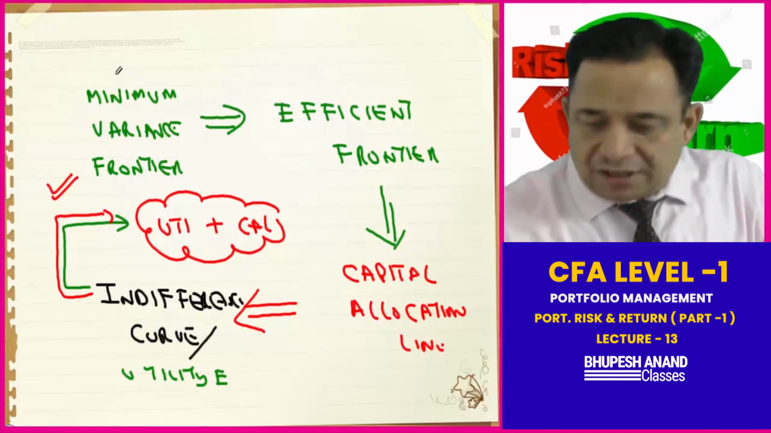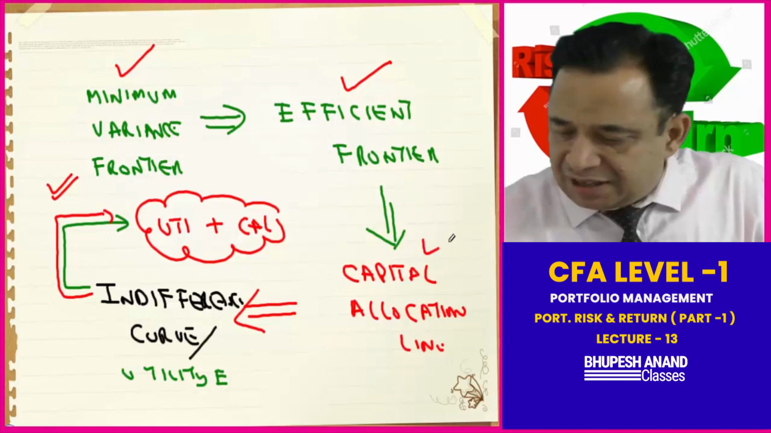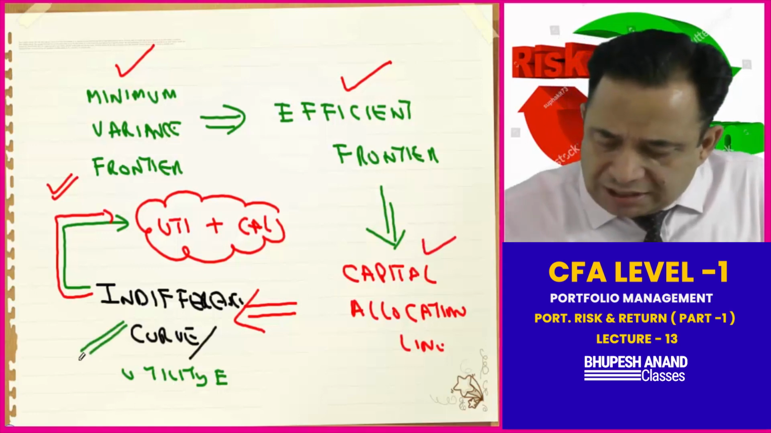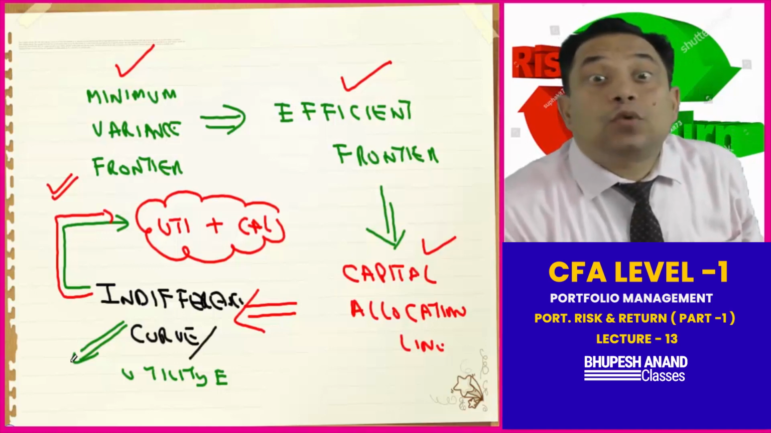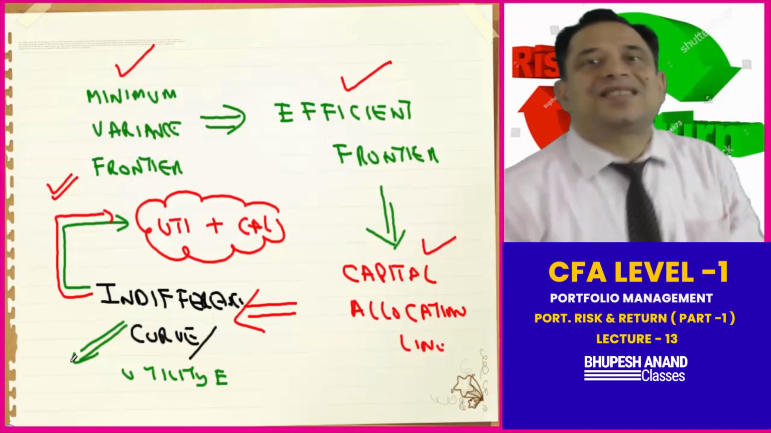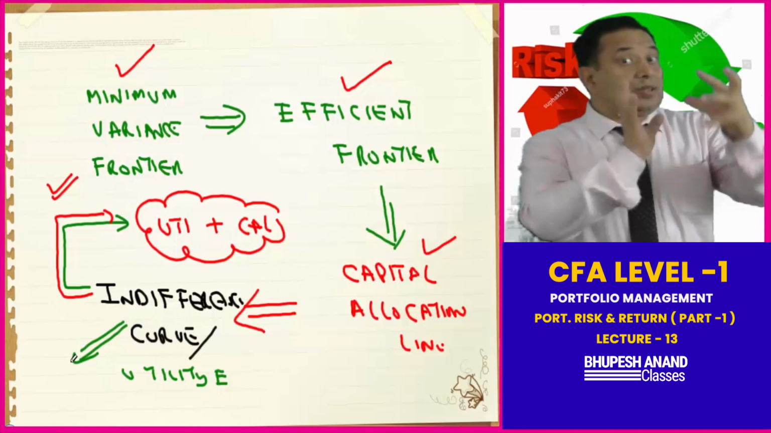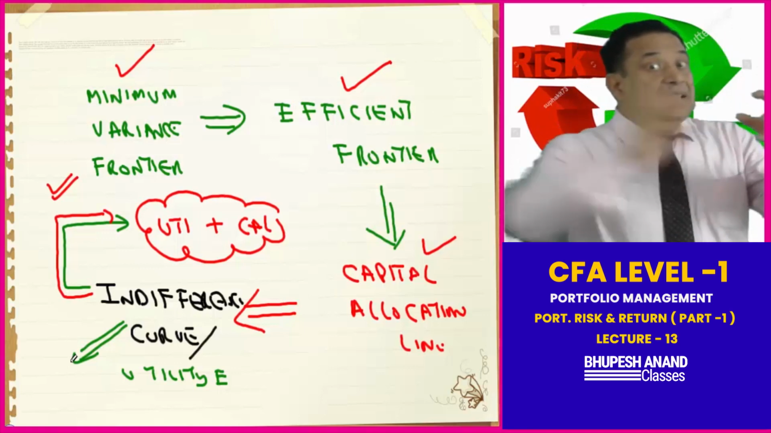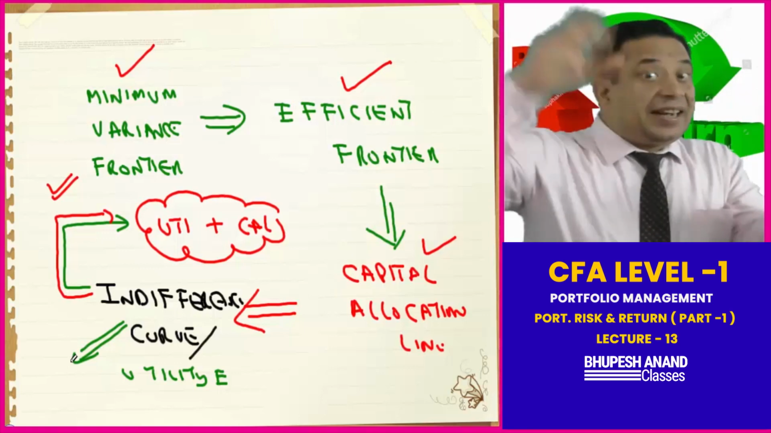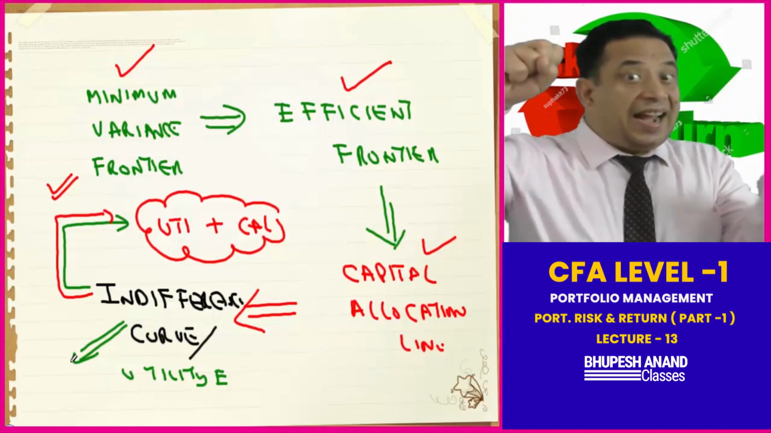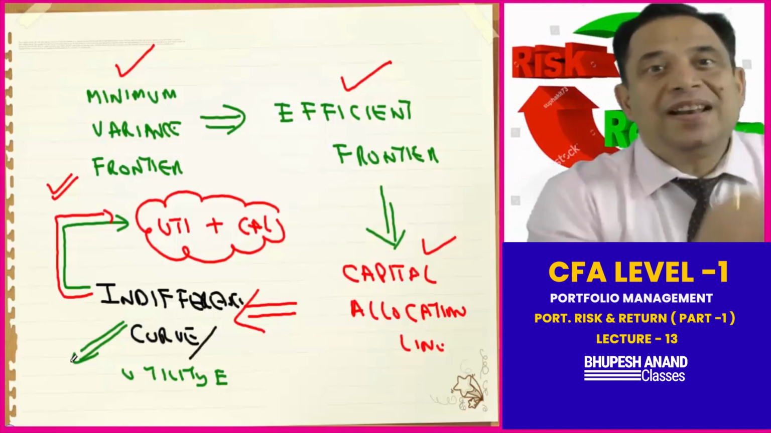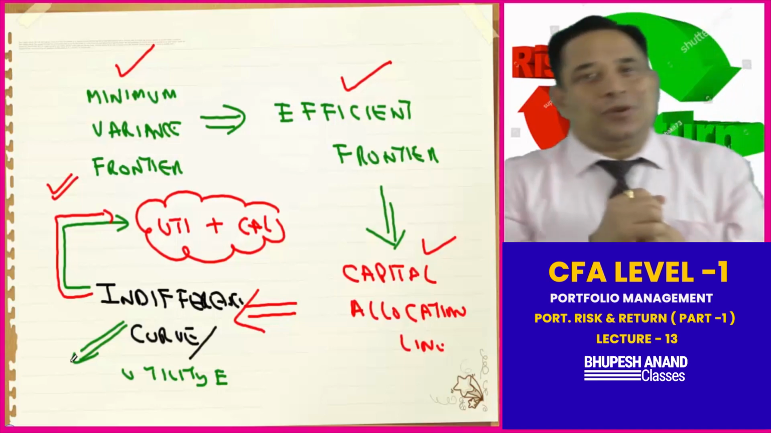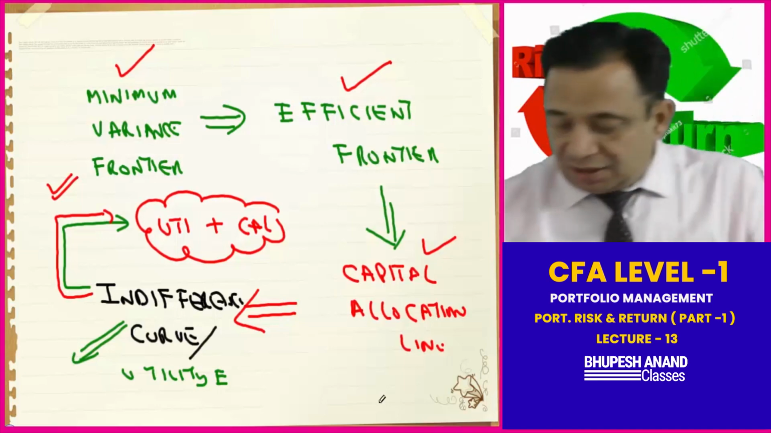So I have done this, I have done this, I have done this. So first point in today's lecture will be, I want to tell you how to calculate indifference curve of an investor. And then after you understood that indifference curve, I will integrate capital allocation line and indifference curve, and we will find out one optimum portfolio. So I'm going to start with indifference curve.